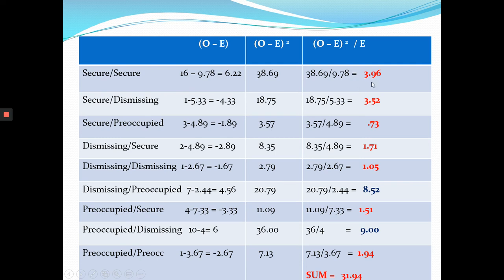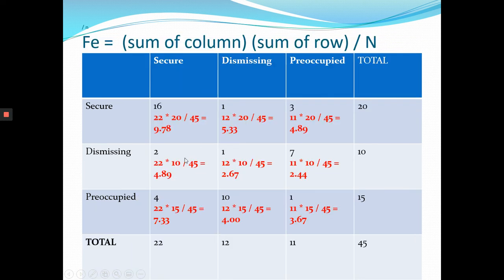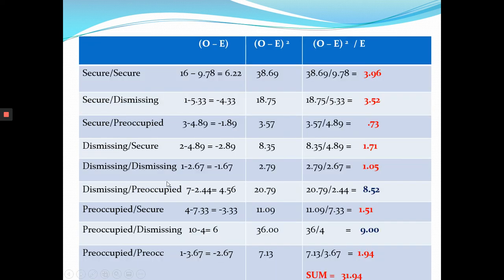And so 3.96 is the value for this ratio right here. So let's look at another one, dismissing secure. Dismissing secure for me is this one. Dismissing secure, we have two couples there, and then we have an expected of 4.89. So dismissing secure couple, two observed, 4.89 expected.